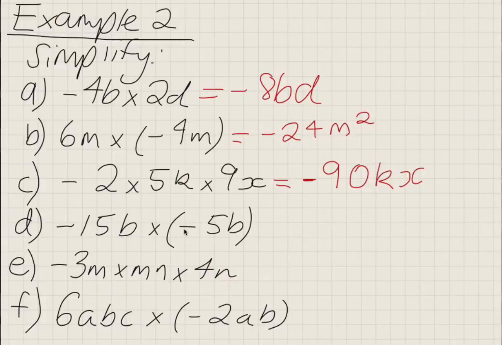Part D, we have a negative here and a negative here. Negative times a negative gives a positive. So these basically cancel each other out. And 15 times 5, using your calculator or doing it in your head, 10 times 5 is 50, 5 times 5 is 25, so that would give 75, and b times b is of course b squared.